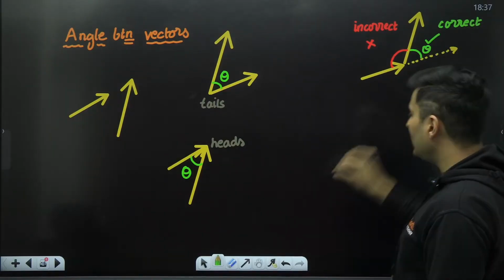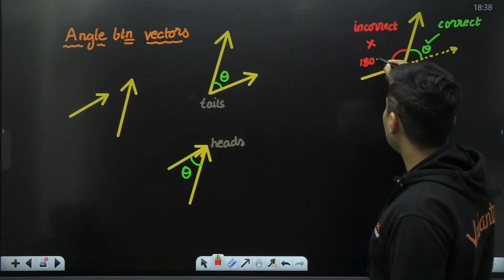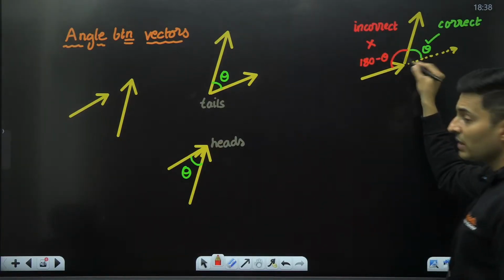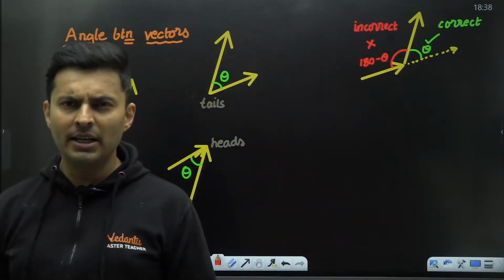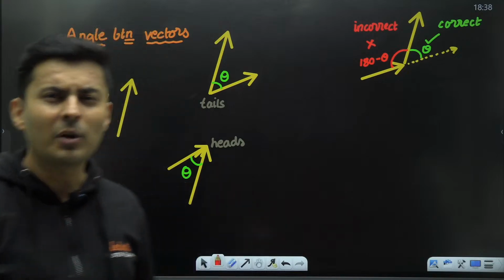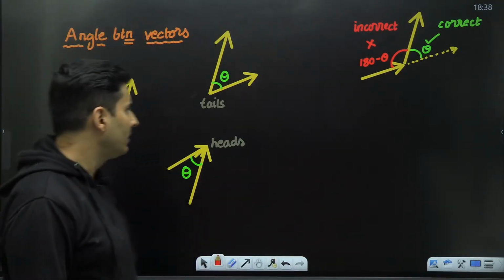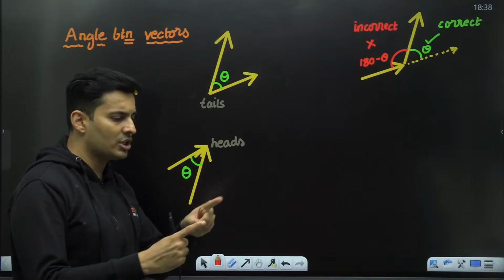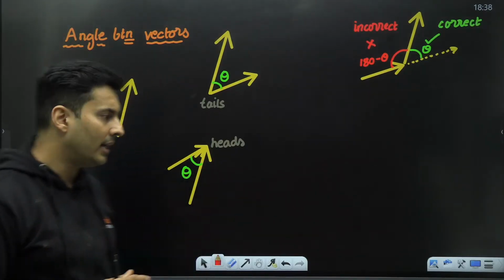So if this is theta, technically this will be nothing but 180 minus theta. So this will give you the supplementary angle, not the actual angle. Supplementary is the other angle which will add up to give you 180 degrees, right? Like complementary adds up to give 90, supplementary adds up to give you 180 degrees. So always make sure that the vectors are in the tail-to-tail or head-to-head form.